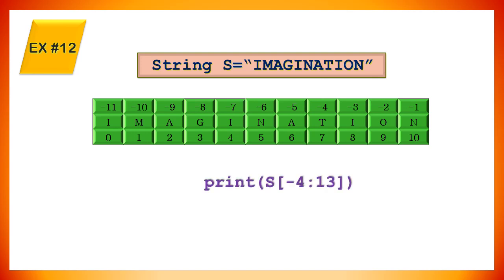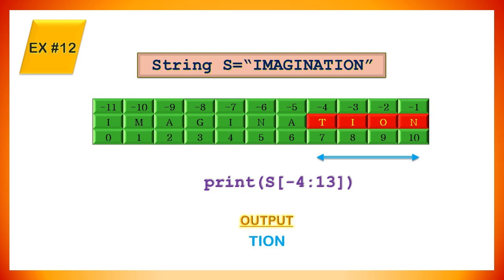Example number 12, S[-4:13]. So here minus 4 is represented as 7 in forward indexing, and index 13 does not exist. But as I said in the previous example, if I give any larger value which is much more than the last index, it will surely generate the characters till the last index. Here the last index is 10, so minus 4, that is index 7, so from the 7th index till the last index, which is 10, the same set of characters TION will be generated and shown in the output.